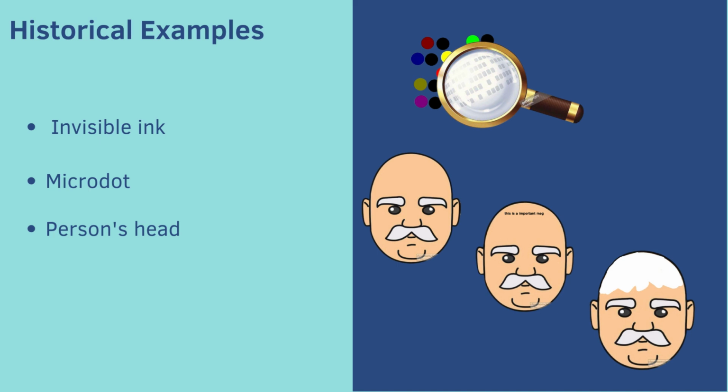And the third example is the person's head. In the past, a Roman general would shave a soldier's head and then the message is written or tattooed on the head. And then the hair is allowed to grow again, and finally at the receiver's side, the head is shaved again to view the message.